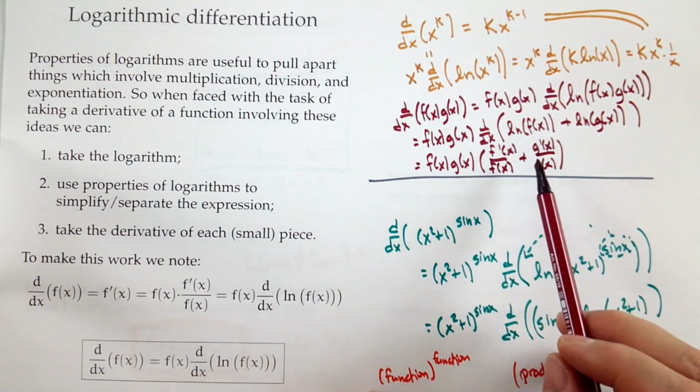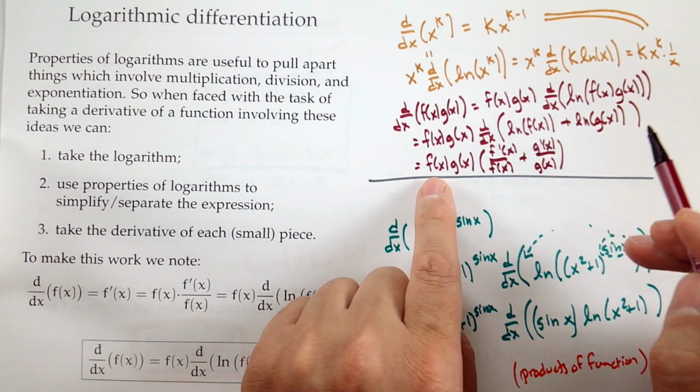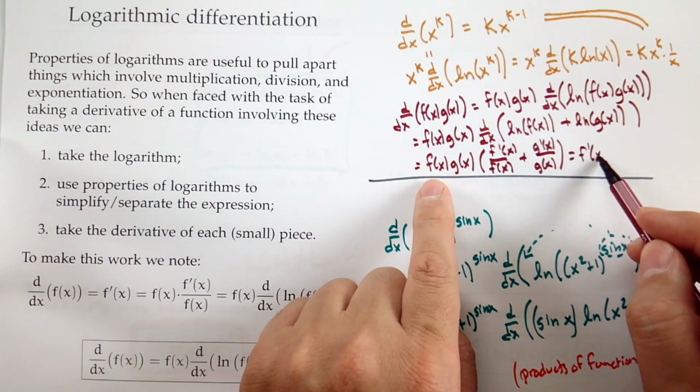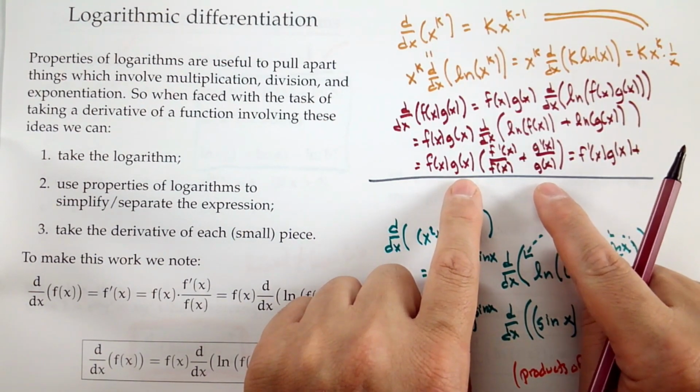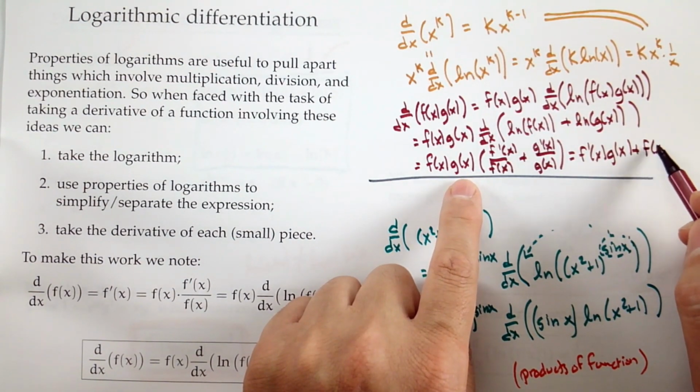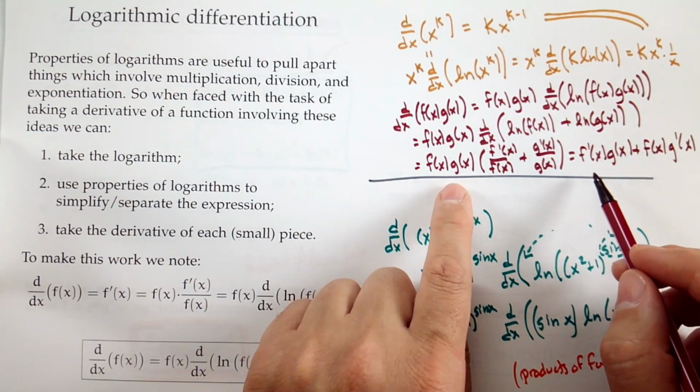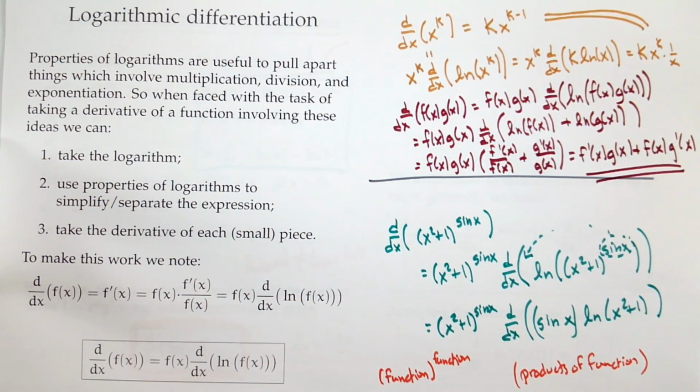Now, watch. Multiply it through. On the first term, the f of x's cancel. So you're left with f prime of x times g of x plus, in the second term, the g of x's cancel. So you're left with an f of x times g prime of x, which is the product rule. So once you understand the derivative of natural log, and you understand the chain rule, the product rule is a freebie. You get it without a lot of work at all. So, it's actually really powerful. Logarithmic differentiation. Good stuff.